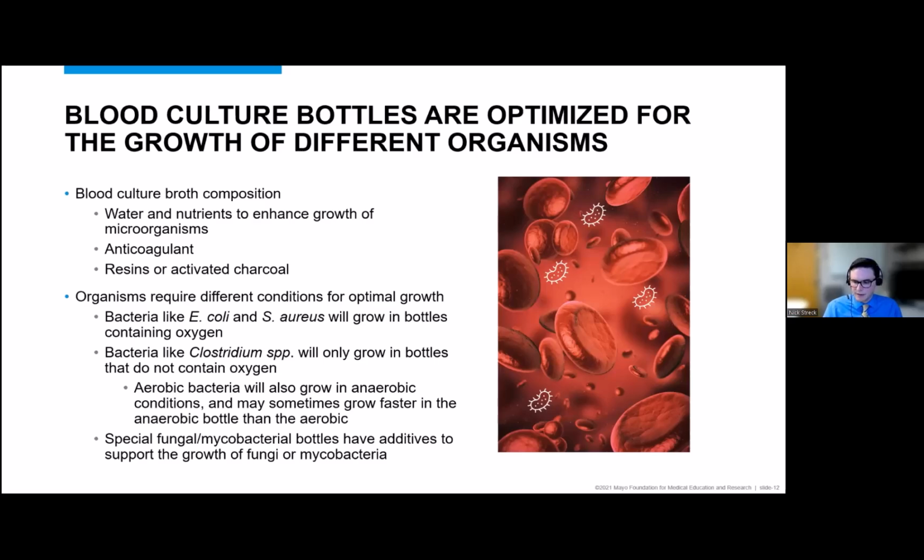There is a third bottle, and I've seen that mentioned in some of the questions here, that is optimized for fungal and mycobacterial growth. They have slightly different composition in them to help support their growth. That's generally not part of the routine collection process, but there are certain patients that may have risk factors or other clinical presentations that may cause suspicion for a fungal or mycobacterial bloodstream infection. And so this is another bottle that is available that can be added and is something that might be used in certain practices.